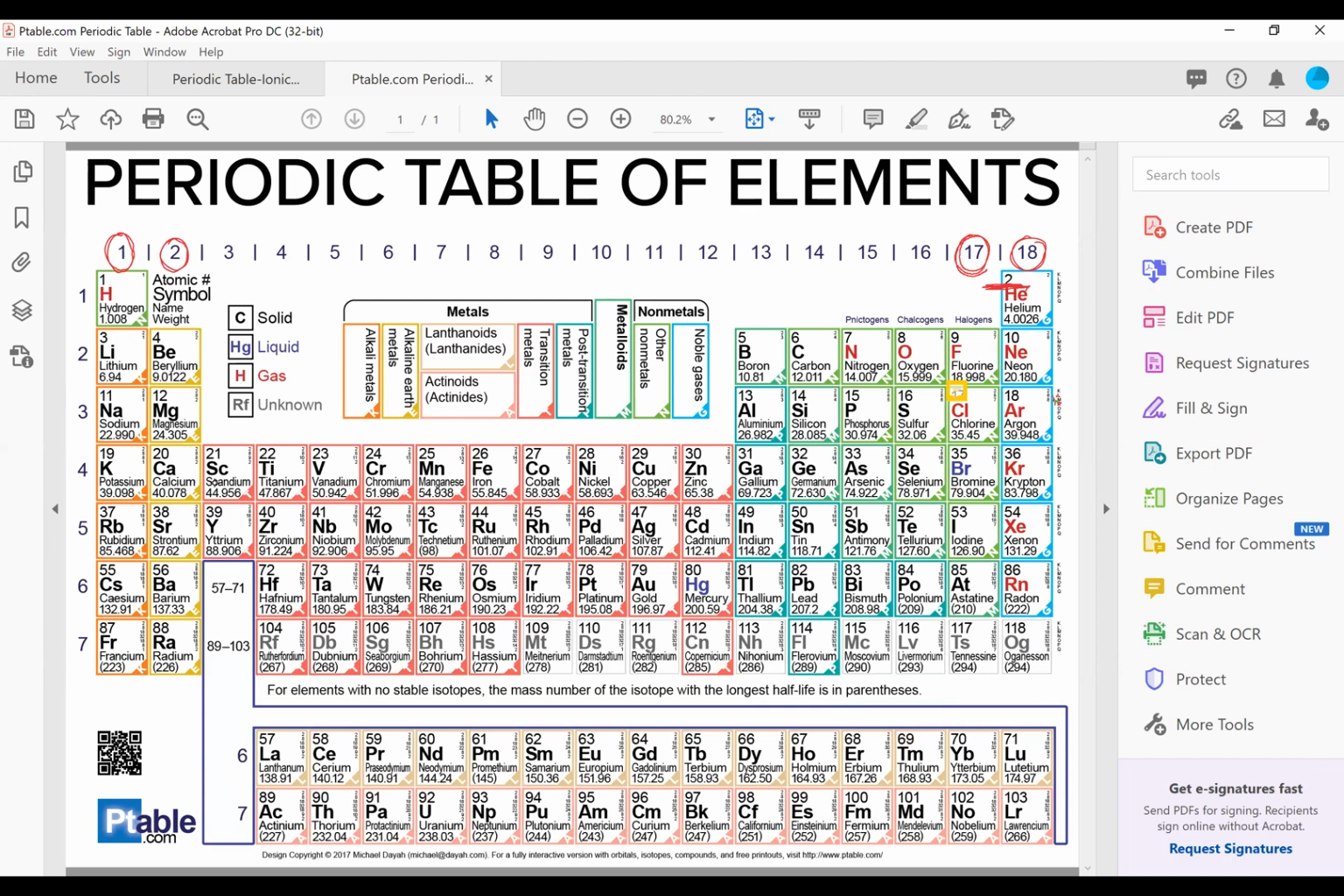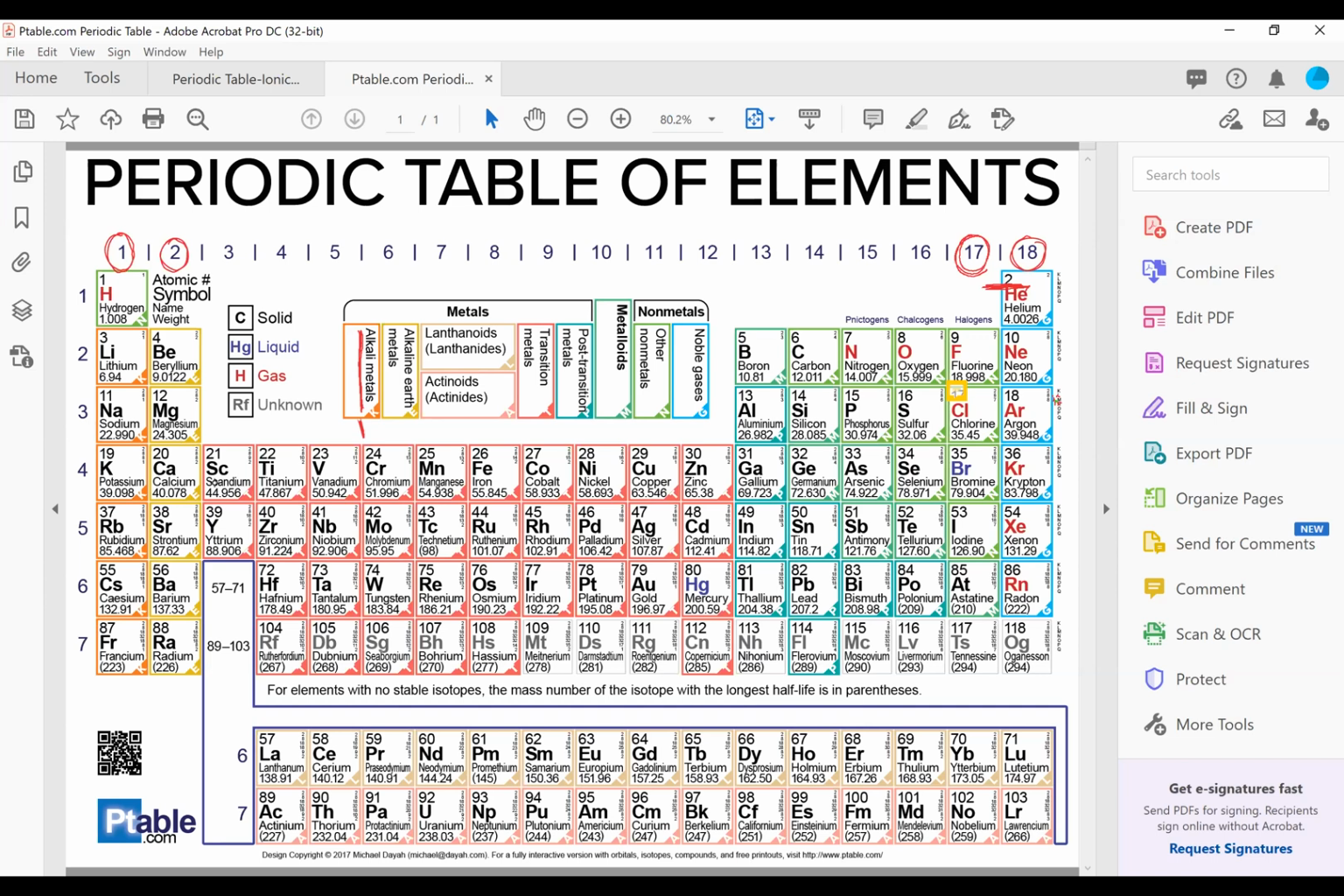Group number 1 is called alkali metal, which is right here. It means every element in group number 1, or we can say column number 1, is called an alkali metal.